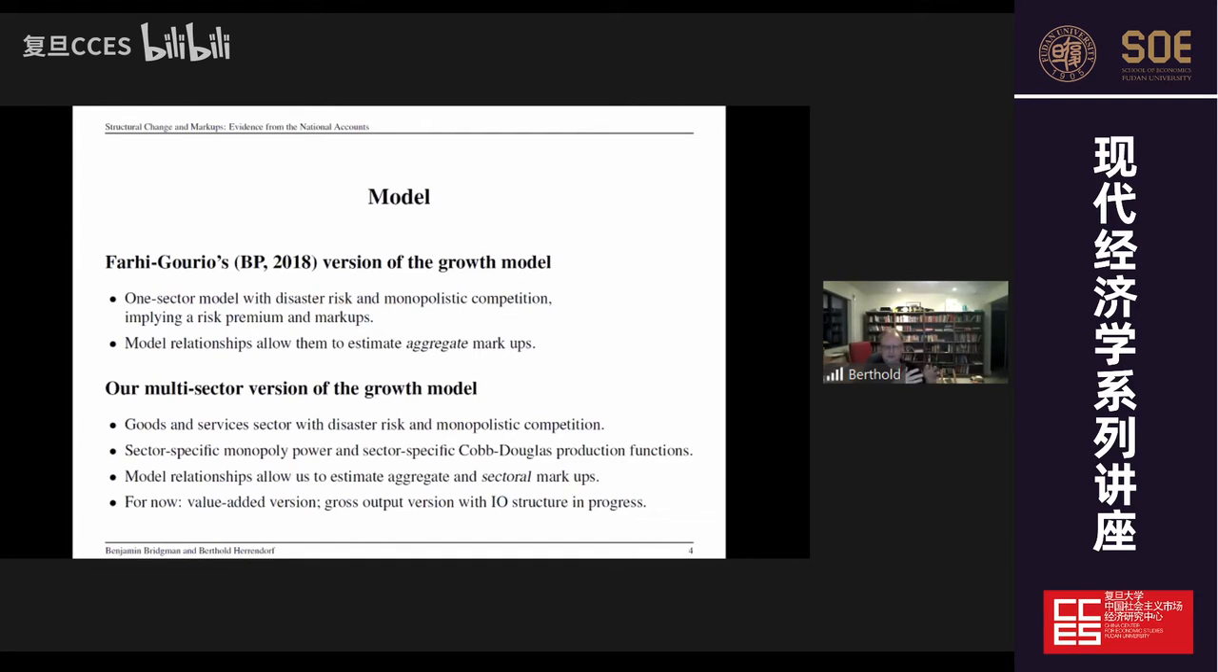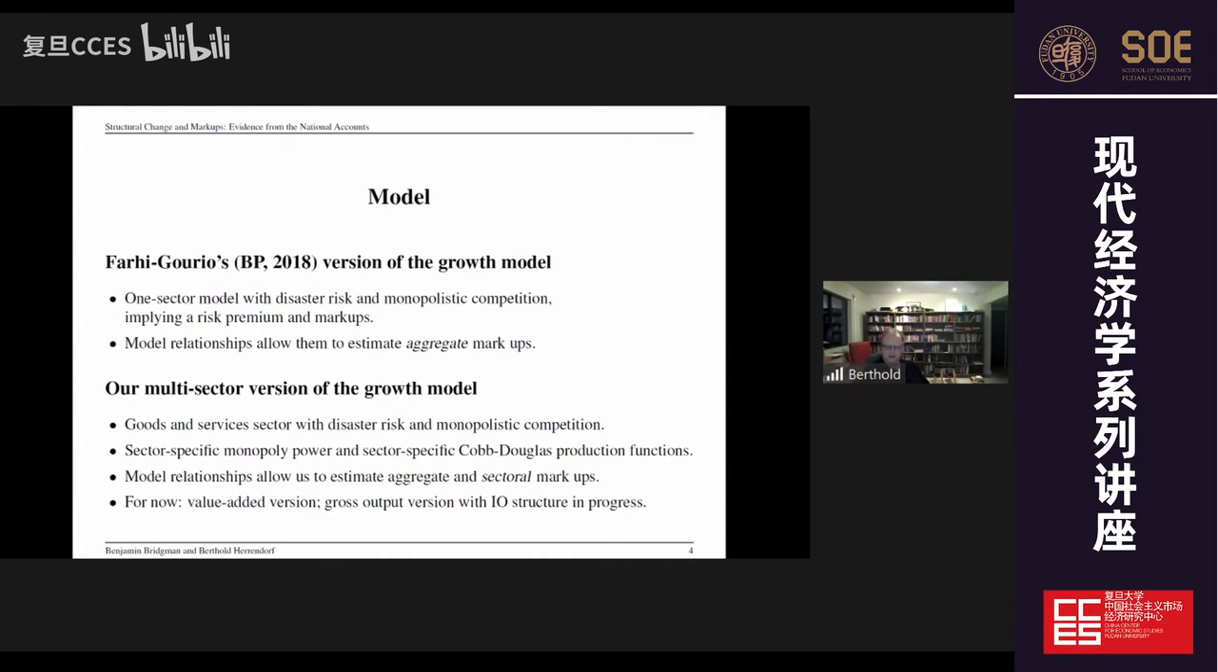And we also allow for sector-specific Cobb-Douglas production functions. Now, this is literally a translation of this existing paper into a multi-sector world, and the model relationships allow us to estimate aggregate and sectoral markups. Now, for today, I'm going to give you the value-added version.